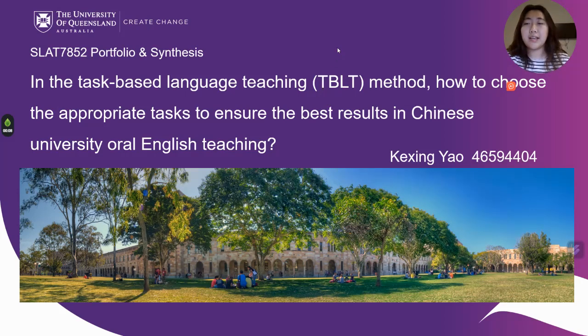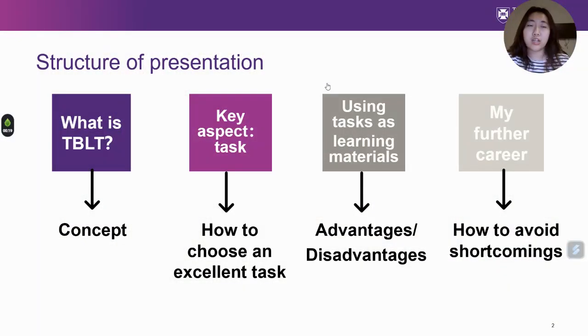My topic today is task-based language teaching methods: how to choose the appropriate task to ensure the best result in Chinese university oral English teaching. Let's see the structure of the presentation. It includes 4 parts. First, I will introduce what TBLT is. Next, I will analyze the most important core concept in TBLT, that is task. Then I'll analyze the benefits and drawbacks of using tasks as teaching materials and put forward some future teaching suggestions.